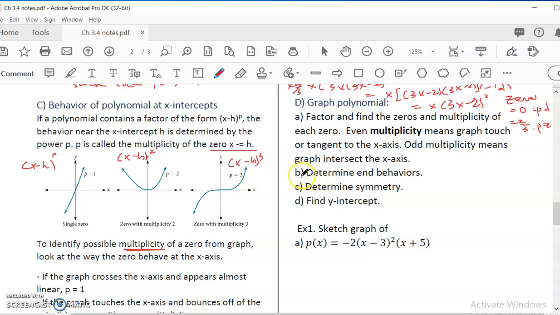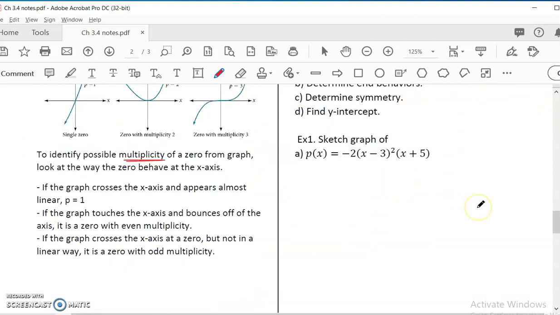After you do that, then you determine the end behavior, because the end behavior determines how the graph starts, and then it would lead to finishing it. And also determine symmetry, whether it is an even or odd function, and also find the y-intercept for an accurate number on the graph. So let's sketch this graph. This is already factored. So you should always factor them because you start off with zeros and multiplicity. That's your first thing. In order to do that, you have to graph them.